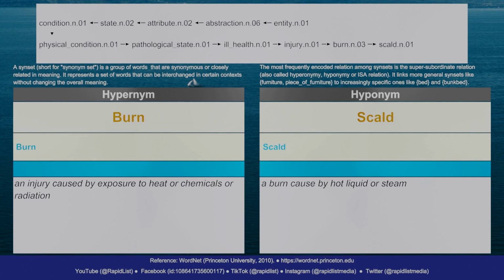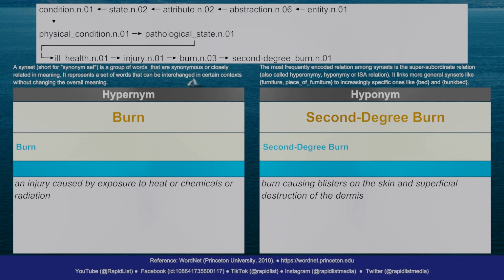Scald. A burn caused by hot liquid or steam. Scorch. A surface burn. Second-degree burn. Burn causing blisters on the skin and superficial destruction of the dermis.